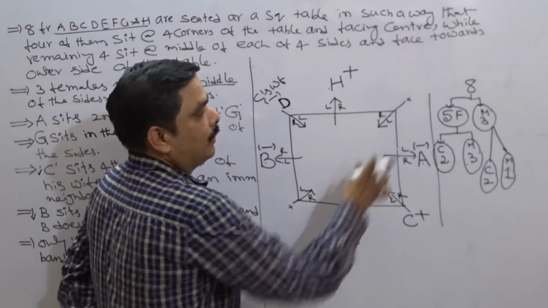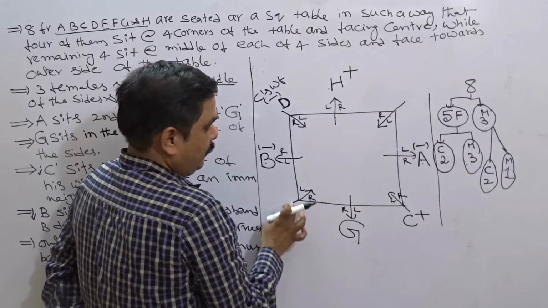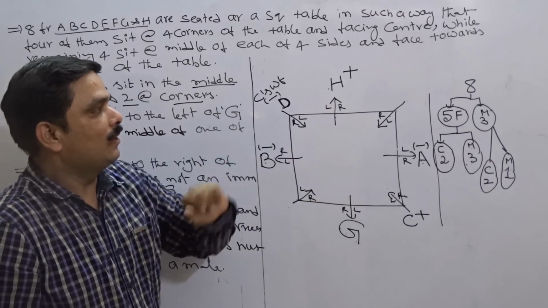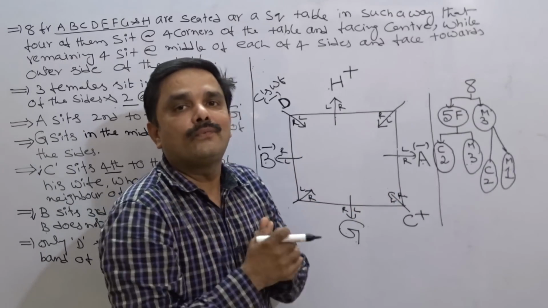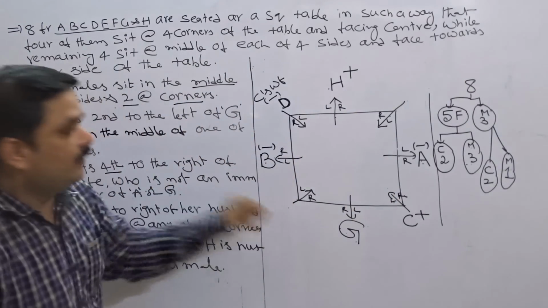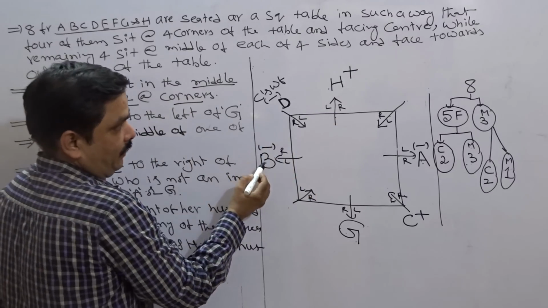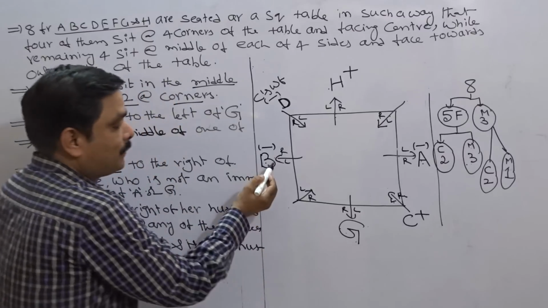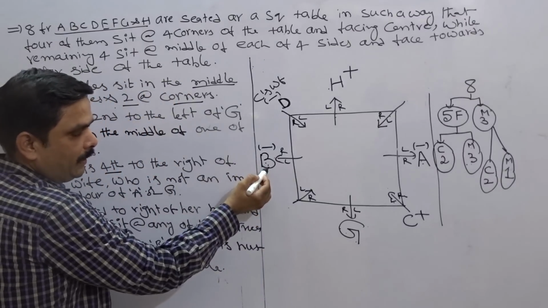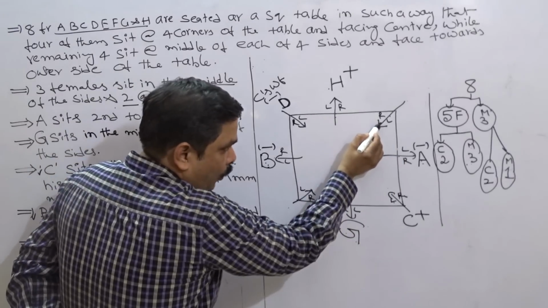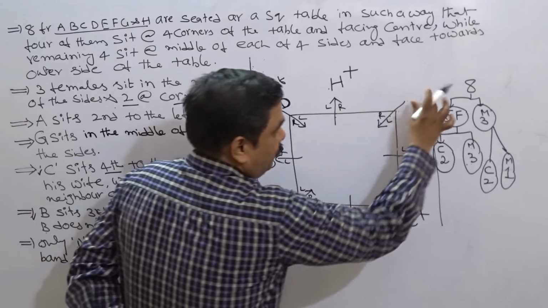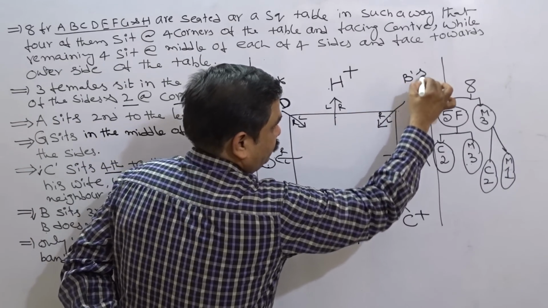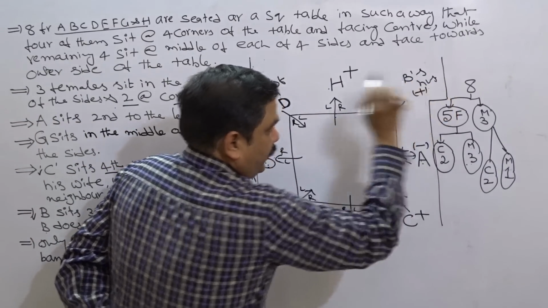Now where shall I keep E here? Don't make any mistake here. One very, very important point: E is a male, so where shall I go for E, this place or this place? But they have very clearly given that B sits third to the right of her husband. When I have kept B here, this place is third to the right of only this place. It means this place must be given to B's husband. It should be male.